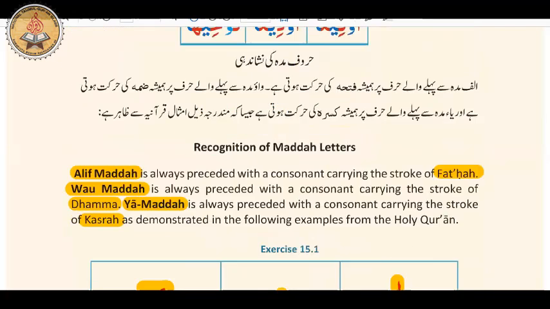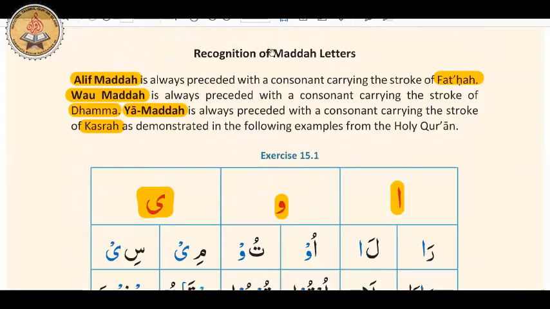Then you went through these examples over here, and then you learnt about how to recognize madda letters, and you learned that there are 3 types of madda, as I said. There's alif madda, waw madda, and ya madda. Alif madda always comes after a consonant carrying the stroke of fatha. Waw madda is always preceded with a consonant carrying the stroke of dhamma, and ya madda is always preceded with a consonant carrying the stroke of kasra.